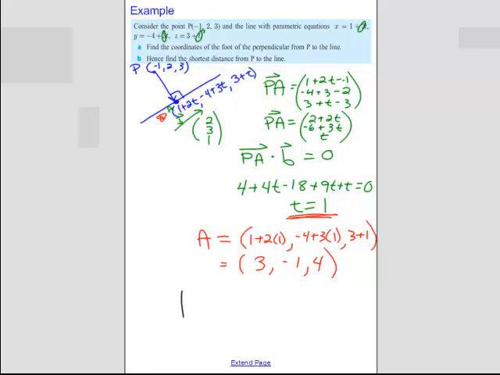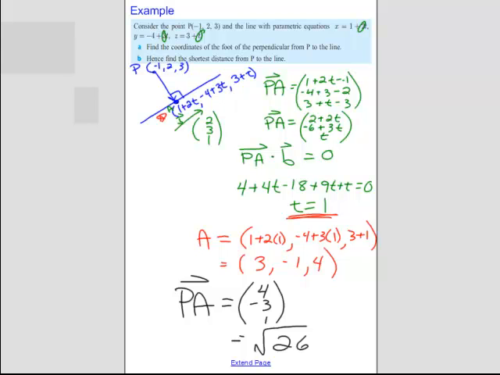Vector PA ends up being 4, negative 3, 1, going from P to A, doing the actual subtraction. And when I find the length of it, 4 squared plus 3 squared plus 1 squared is the square root of 26. So that's the length of PA. So this is PA, not the vector PA.